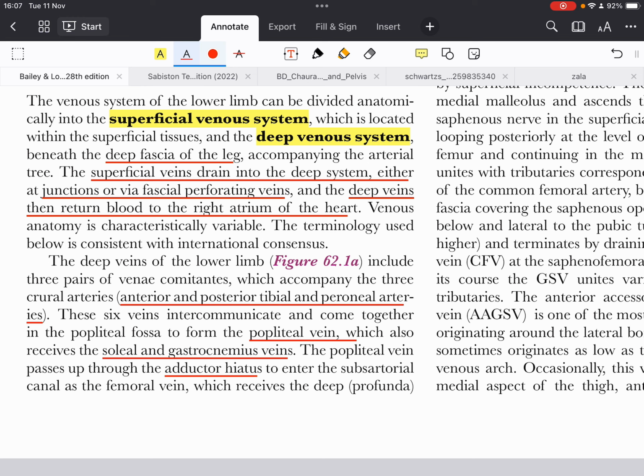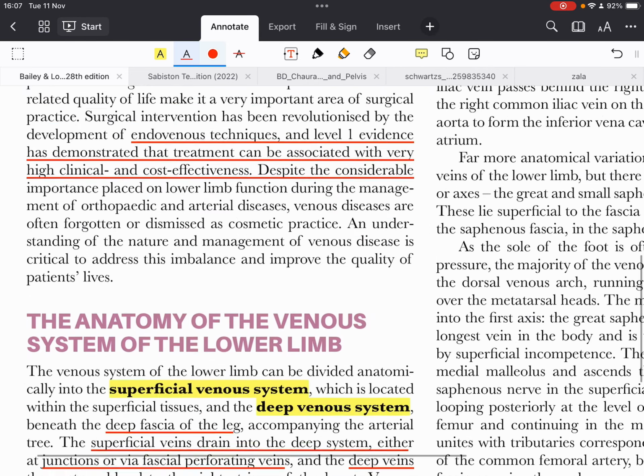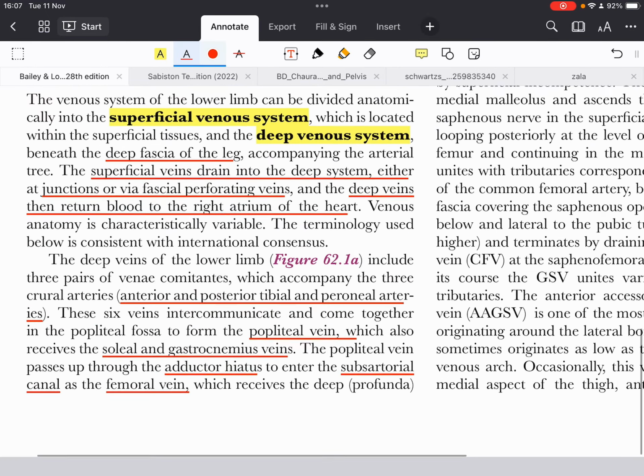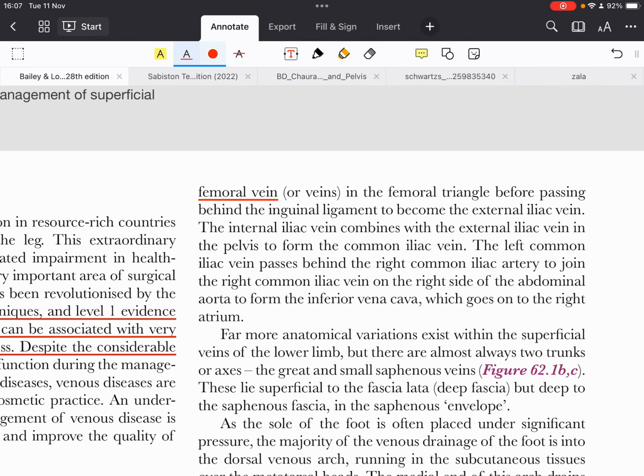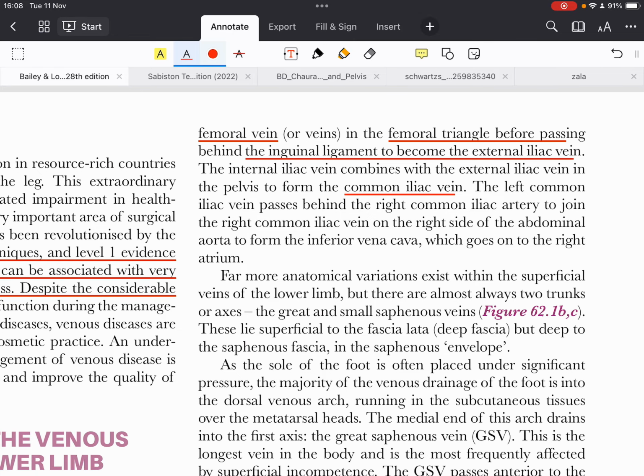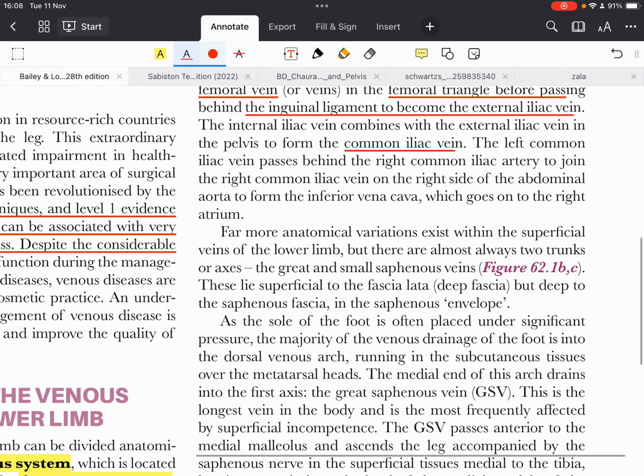subsartorial canal as the femoral vein, which receives the deep femoral vein or profunda vein in the femoral triangle before passing behind the inguinal ligament to become the external iliac vein. The internal iliac vein combines with the external iliac vein in the pelvis to form the common iliac vein. The left common iliac vein passes behind the right common iliac artery to join the right common iliac vein on the right side of the abdominal aorta to form the inferior vena cava, which goes on to the right atrium.